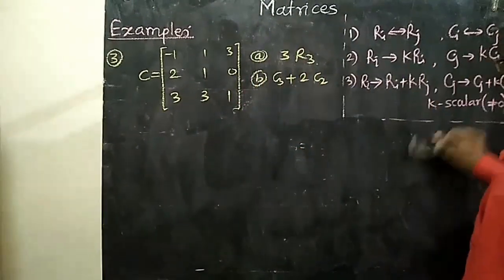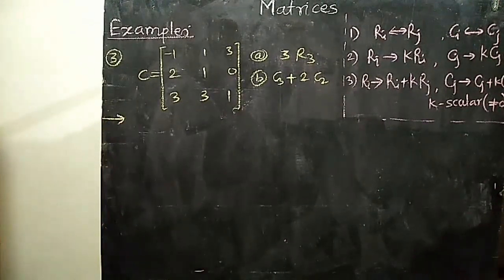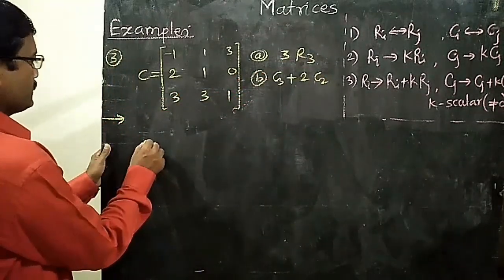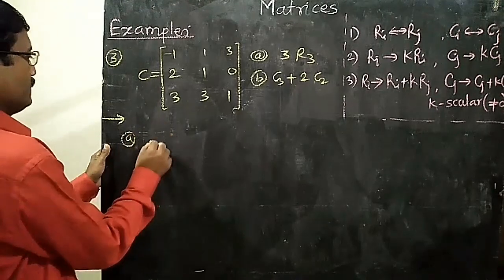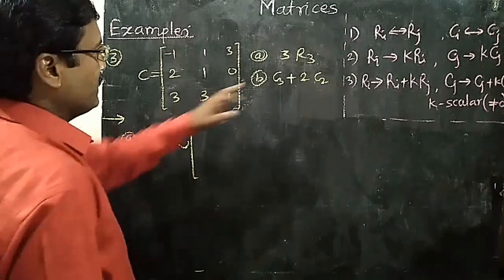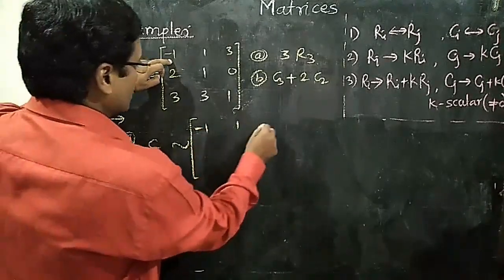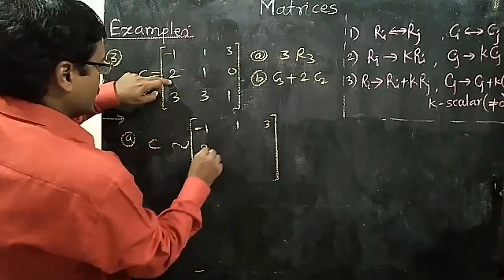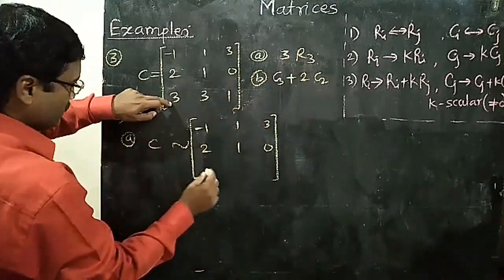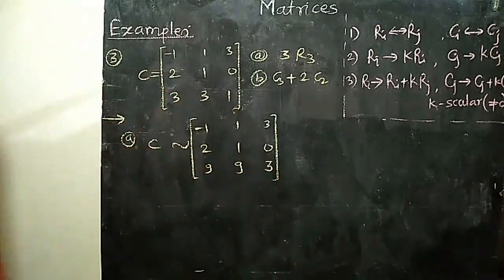Then in this example, we will first operate the first, that is we will take the multiple of the third row. Here C is given, directly I will write the answer, that is C is equivalent to 3 times R3. So there is no change in R1 and R2. R1 is minus 1 1 3, R2 is 2 1 0, and R3 is the 3 times multiple of each element. 3 into 3, that is 9, 3 into 3 is 9, and 1 into 3 is 3. So we get this.